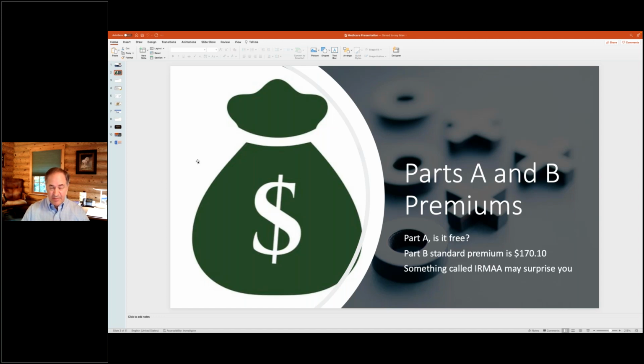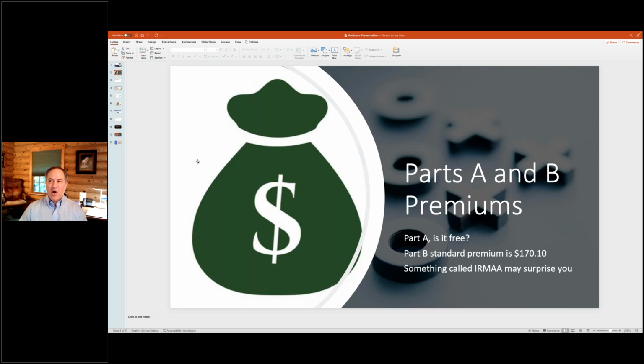Medicare Part B, outpatient services, is not free. Everybody pays for that. The standard level right now is $170.10, but we'll get into what's called means testing in a minute. Means testing means the government evaluates how much we make and how much you can afford when it comes to Medicare Part B. And then there's something called IRMAA, Income Related Monthly Adjustment Amount. So Medicare Part B, let's now get into how we connect these things, Medicare Part A and B.